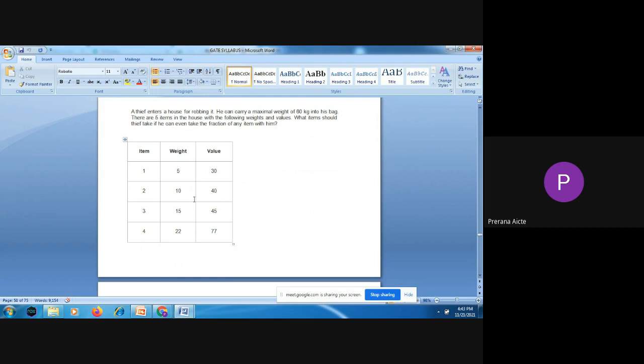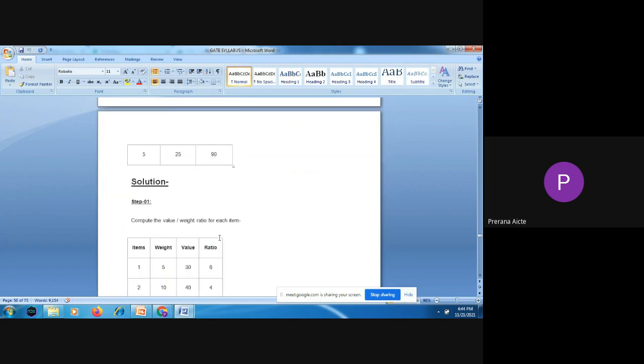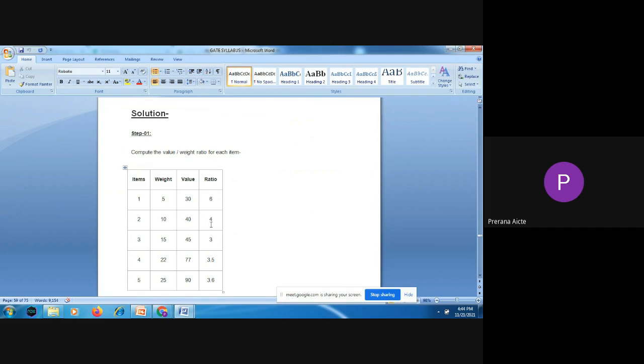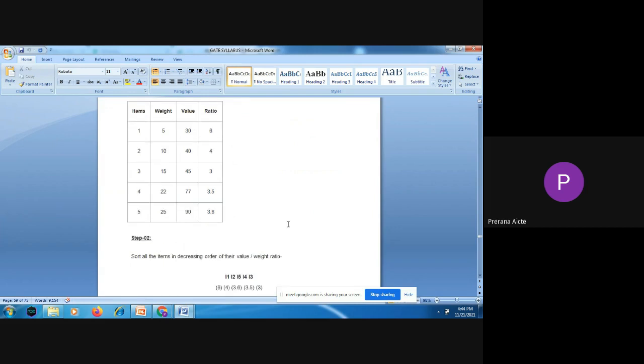Next, 40 by 10. Next, 45 by 15. 77 by 22. 90 by 25. Like that you have to calculate the profit by weight ratio. Once you calculate, these are the profit by weight ratio values: 6, 4, 3, 3.5 and 3.6. Among these, the one with the maximum profit by weight, you need to put first. So 6 is the maximum, and the next is 4, next 3.6, 3.5, and last 3.